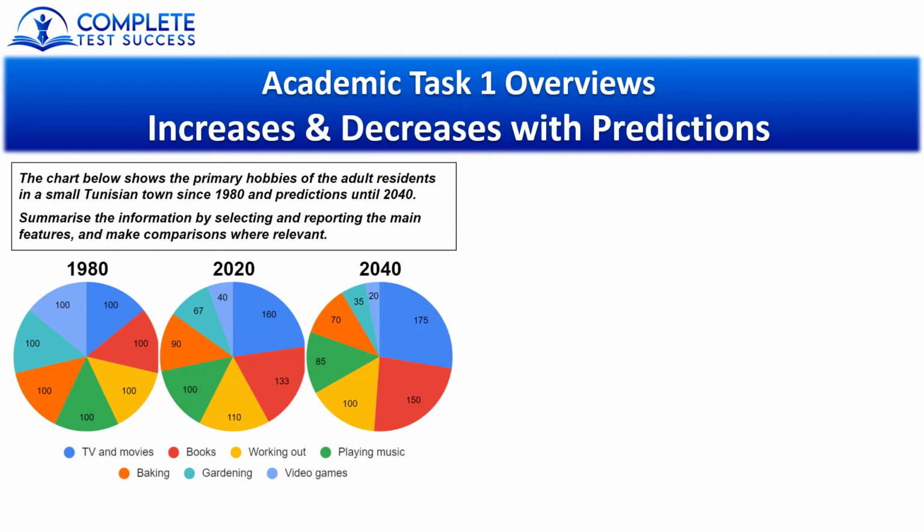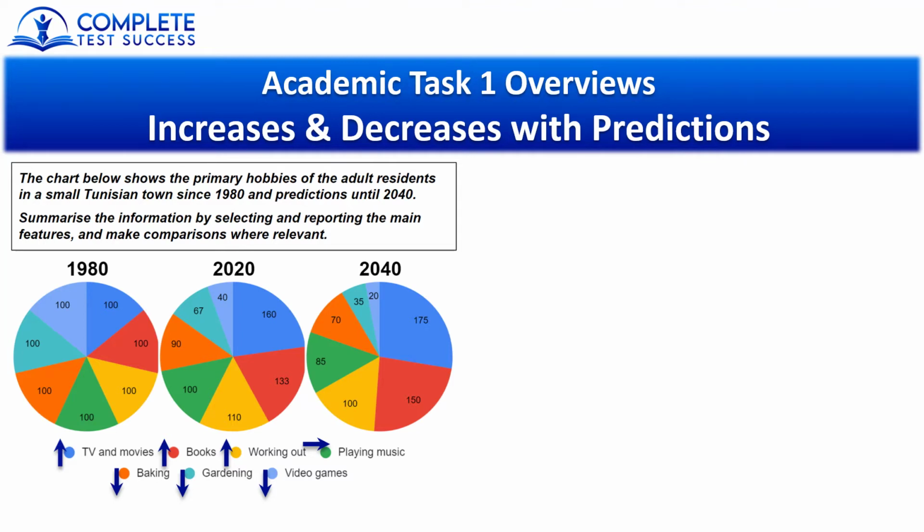And in some questions, there will be predictions for the future. When this happens, you have to describe the data from the past and the data from the future completely separately. So we'll just describe the data from the past first, and then we will describe the predictions. So here we have 2 years from the past, 1980 and 2020, which means we will organise these categories according to increases and decreases. For TV and movies, the figure was 100 in 1980 and 160 in 2020. So I'll represent this increase with an arrow pointing upwards, and then I go through the rest of the categories in the same way to indicate which ones increased, which ones decreased, and which ones remain stable.